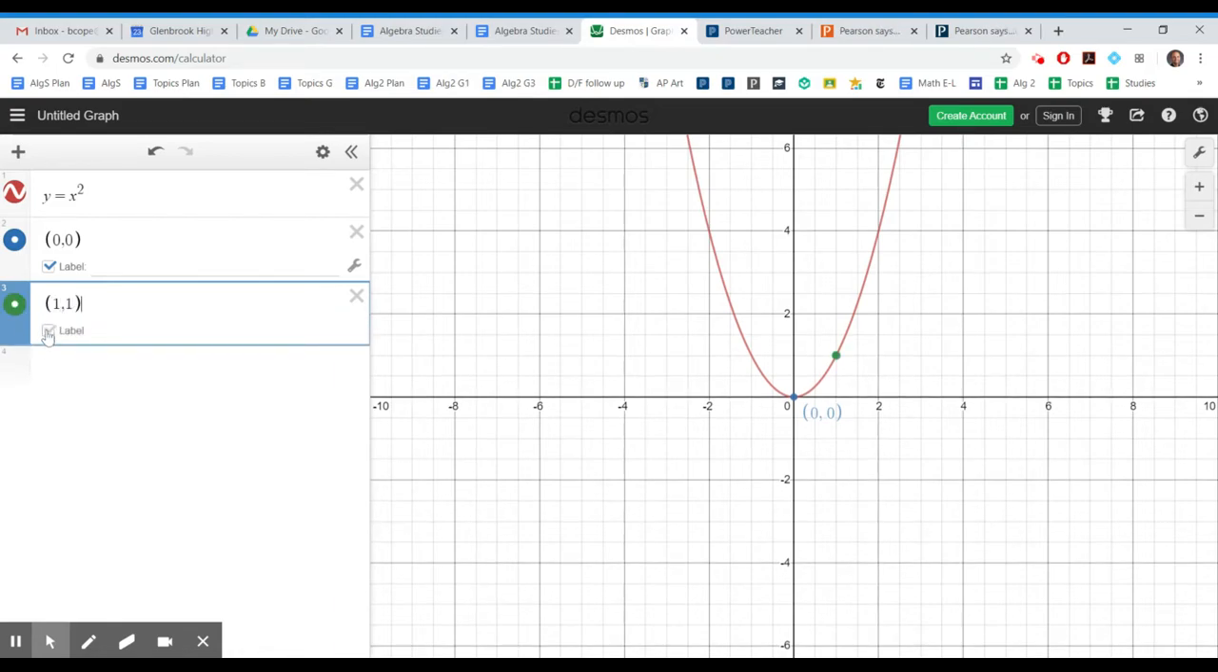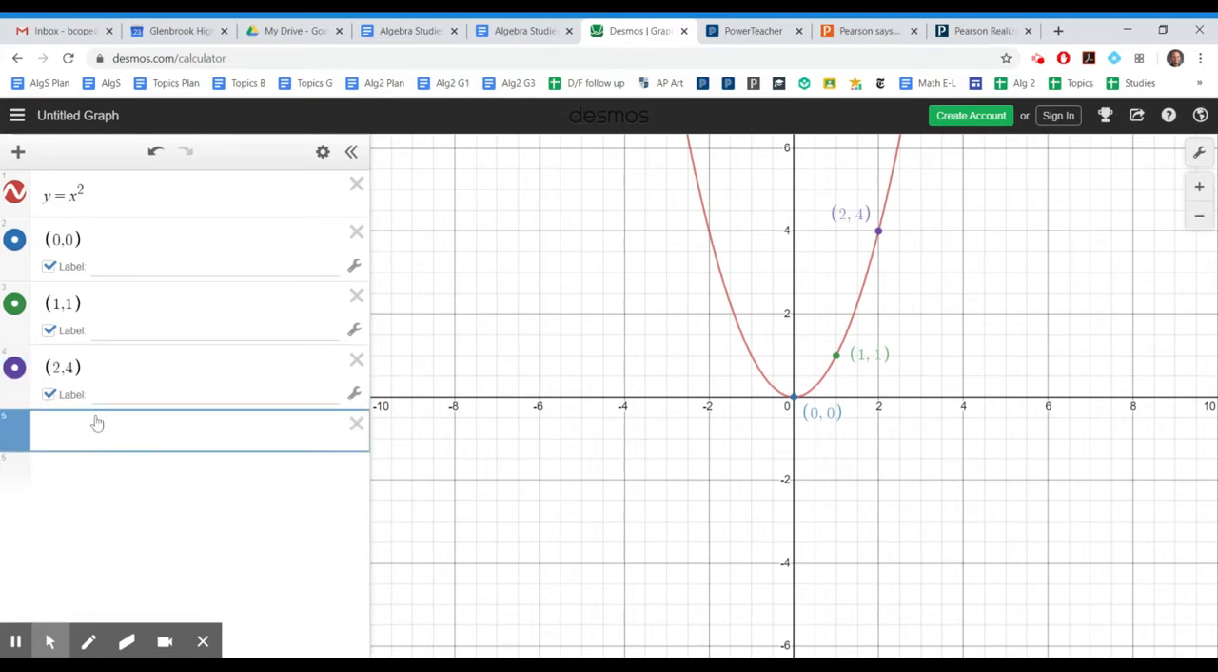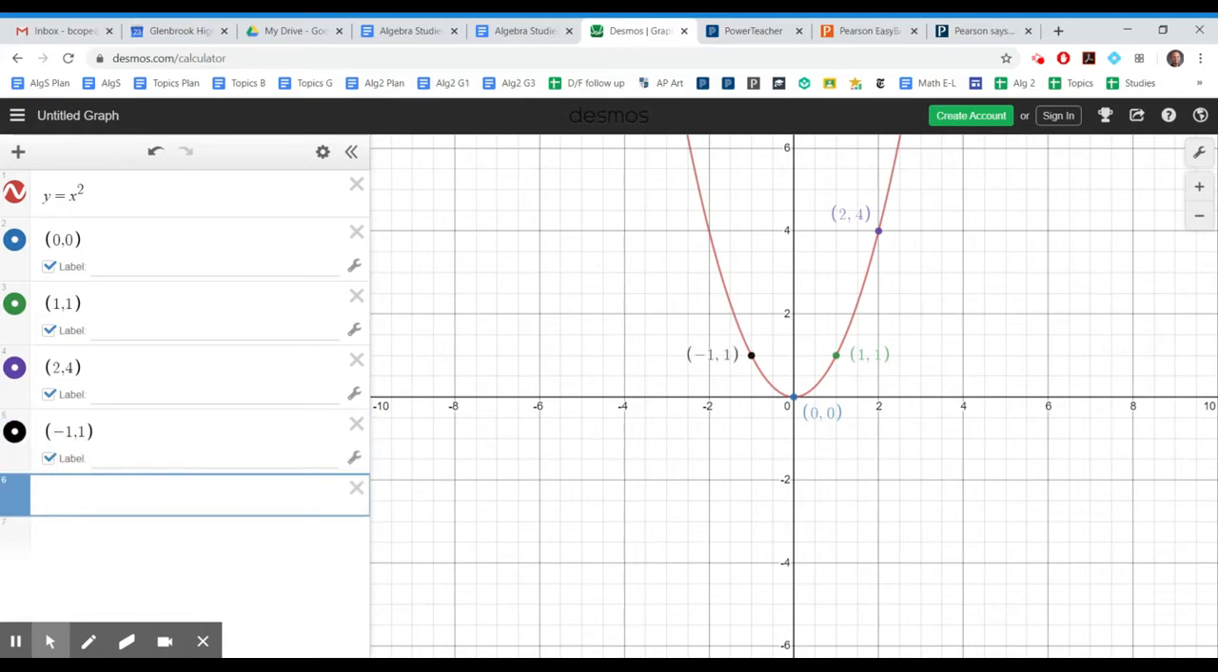I'm going to label that one. And it goes through the point 2, 4. I'll label that one as well. And of course, we could keep going. It would go through 3, 9. It would go through 4, 16. I'm going to do some on the negative side as well. I'm going to do negative 1, 1, and we'll label that. And I'm going to do negative 2, 4, and we'll label that one as well. And now we have some points that are symmetric about the parabola.